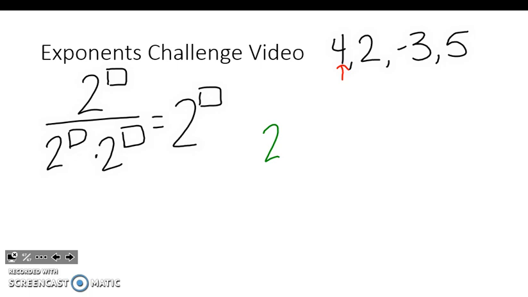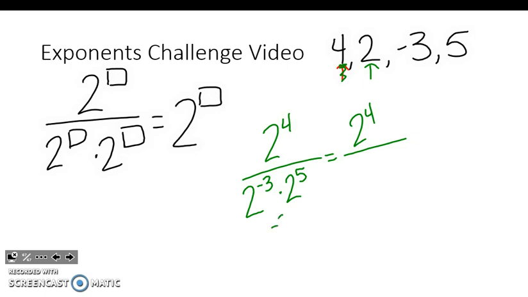Let me try 2 to the 4th over 2 to the negative 3rd, 2 to the 5th. So that means that the 2 is going to be my answer. So let me see what I get. So 2 to the 4th, and then negative 3 plus 5 is 2 to the 2nd. And then I subtract these using the quotient rule. So I get 2 to the 2nd. So that works. So plug in my exponents back into my problem. So that's one of the possible solutions that you could have gotten.